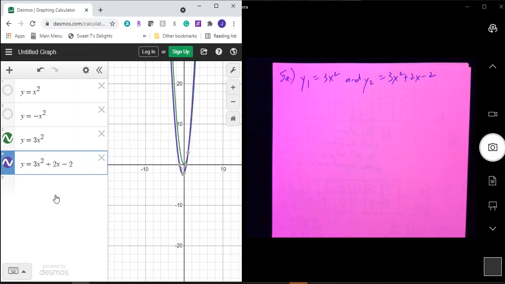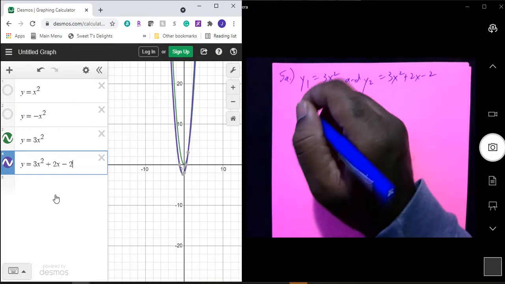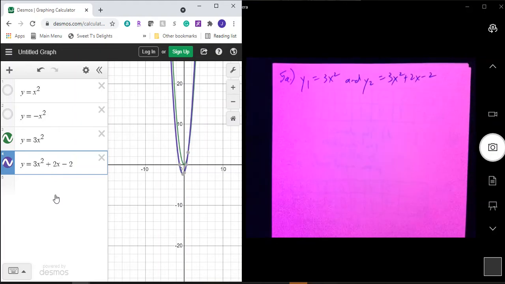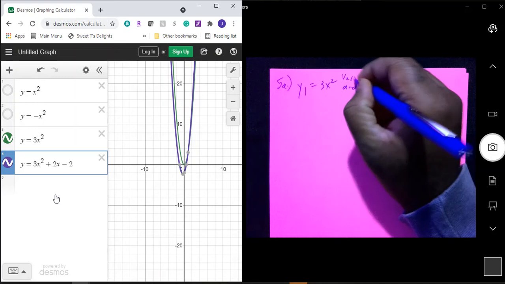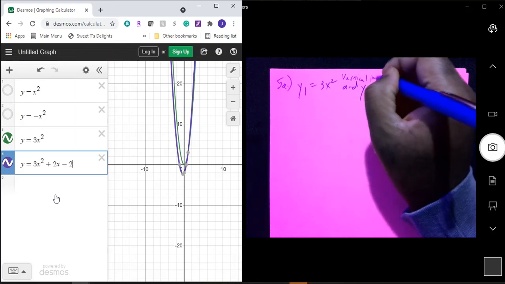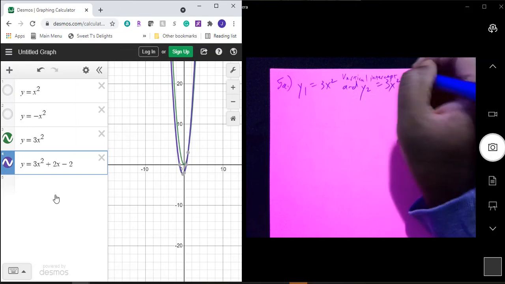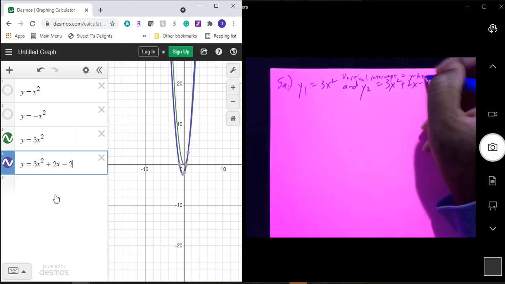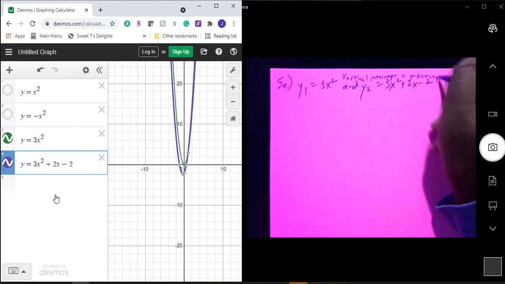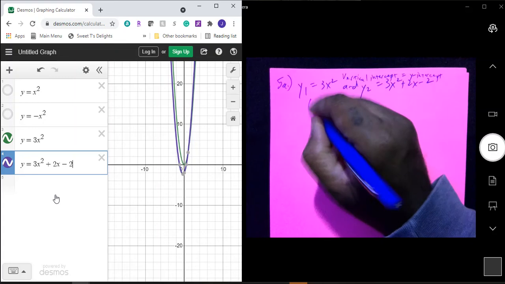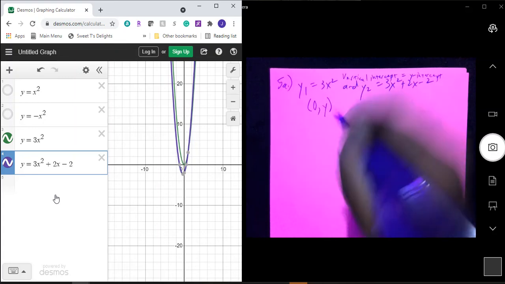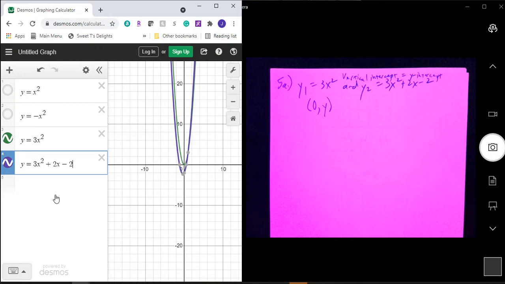Now, it tells us to graph this, so now we would do 5a. It says, what is the vertical intercept of the graph of each function? Now, we know vertical intercept is equal to the y-intercept. So the vertical intercept is really your y-intercept. And we know with a y-intercept, x is always 0. So when x is 0, we would take that y value, and that would be our vertical intercept.